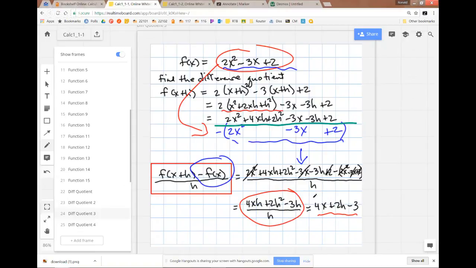and minus 3h. Minus 3h is left. And that's all over h. And finally, you can cancel, there's an h that you can factor out of the three terms on the top. Canceling gives me this final difference quotient right here at the end.